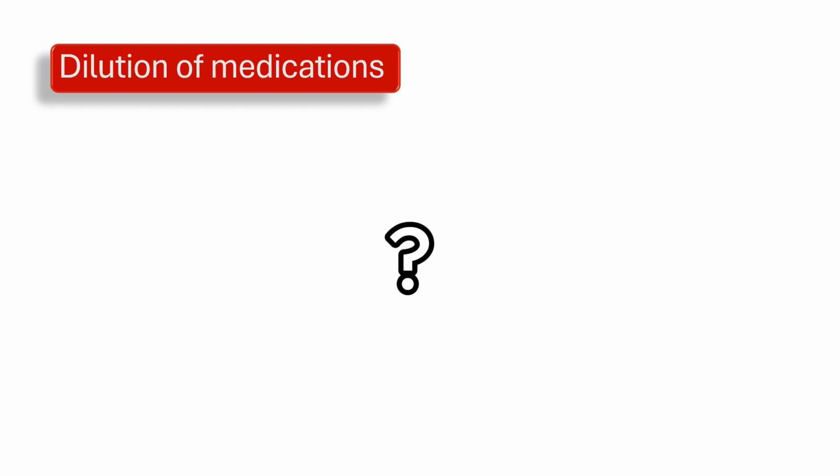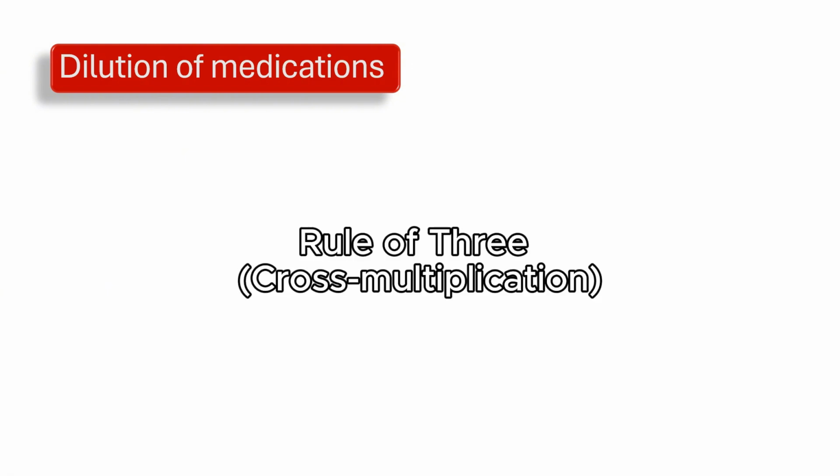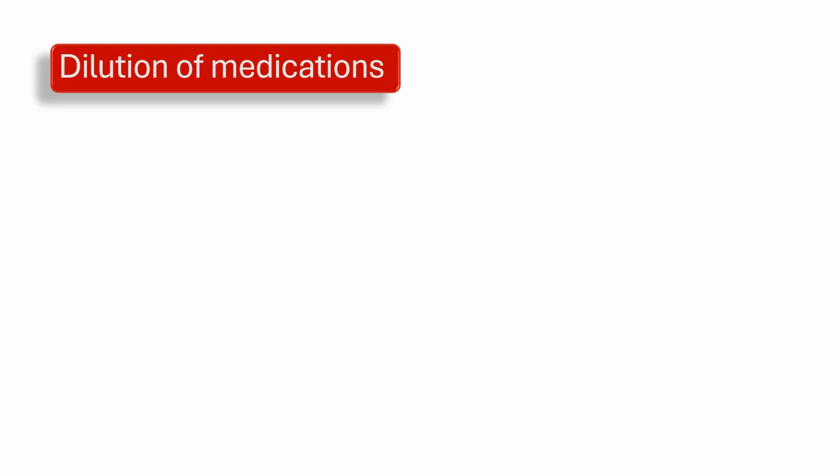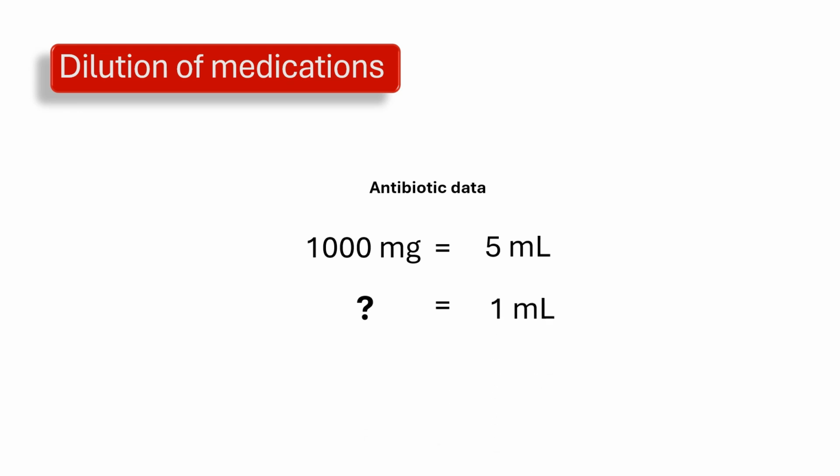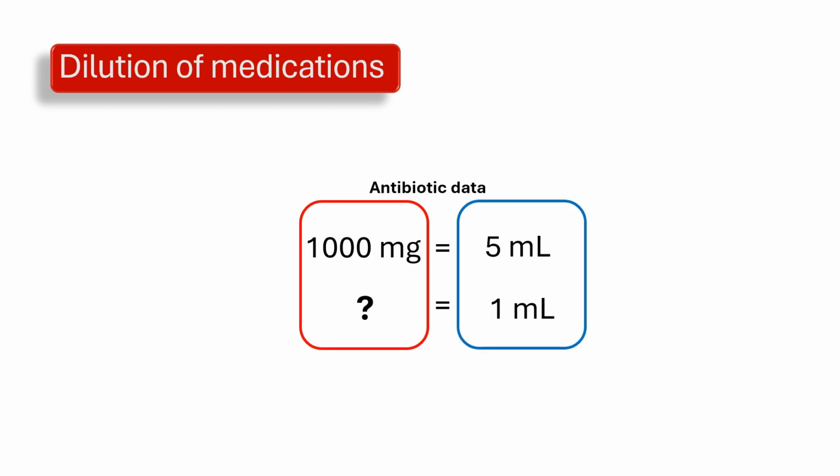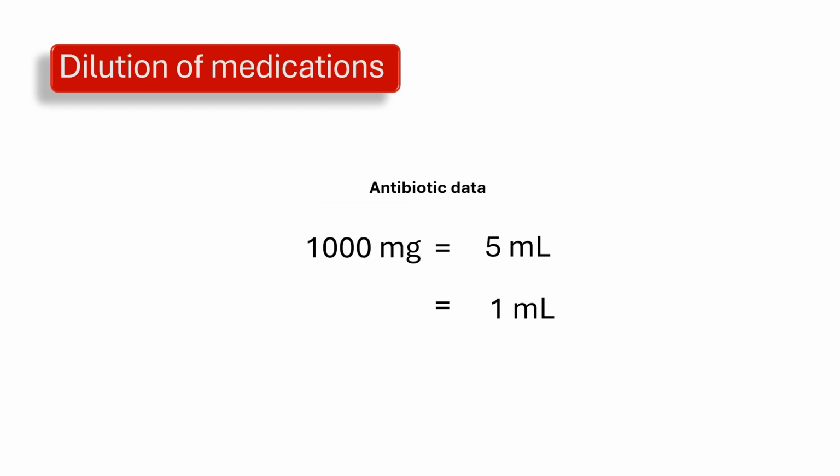But now, how many milligrams are in each milliliter of the solution? To know this answer, it is necessary to use the mathematical calculation of the rule of 3. We know that our antibiotic has 1,000 milligrams in 5 milliliters. The question we must ask is, how many milligrams does the solution have in 1 milliliter? Remember that to set up the rule of 3, the quantities must be in the same column, as follows: milligrams with milligrams, and milliliters with milliliters. The value we want to find is x.